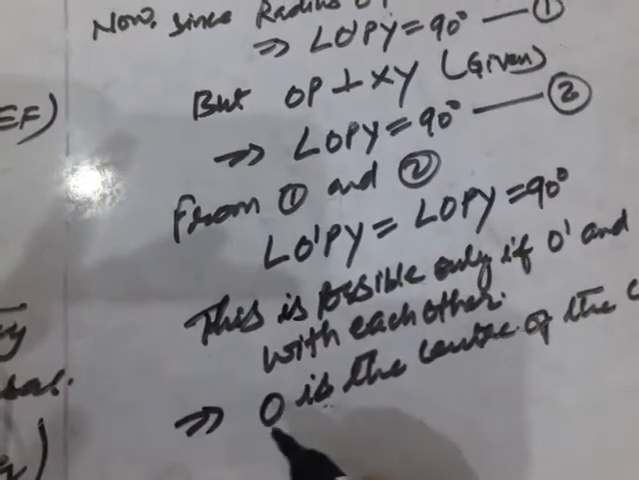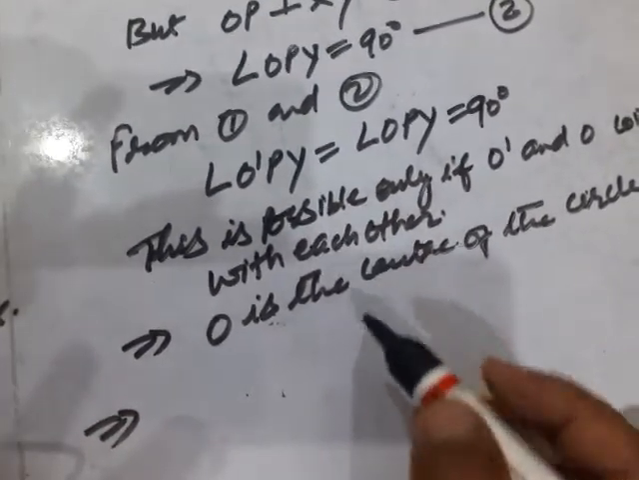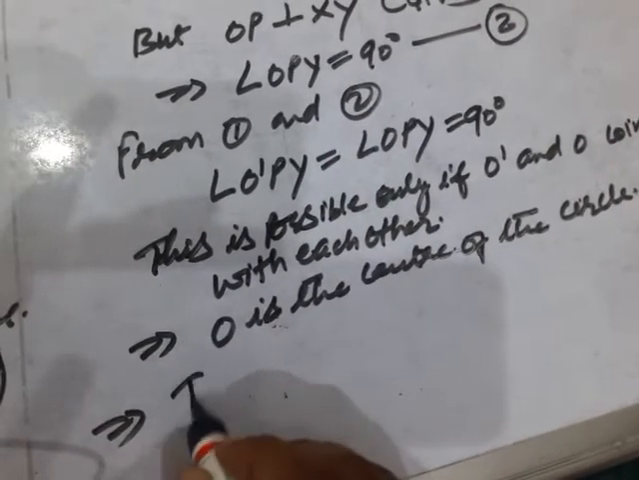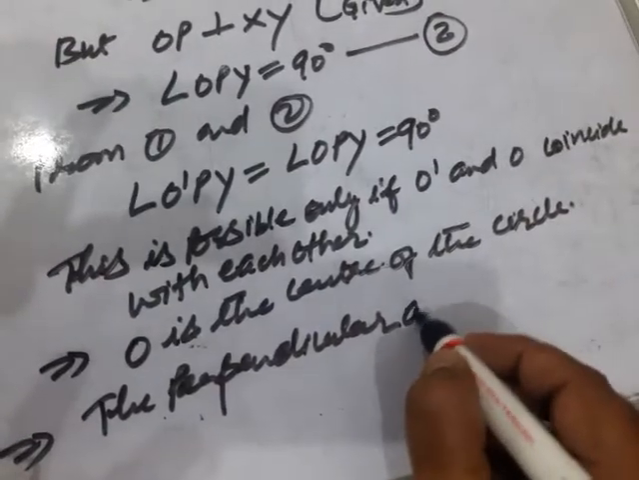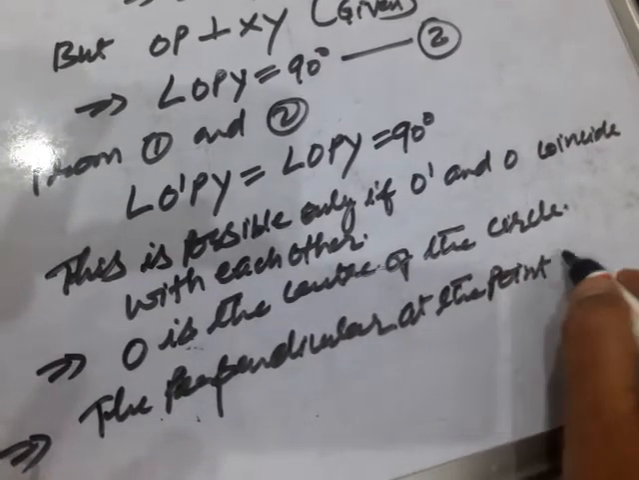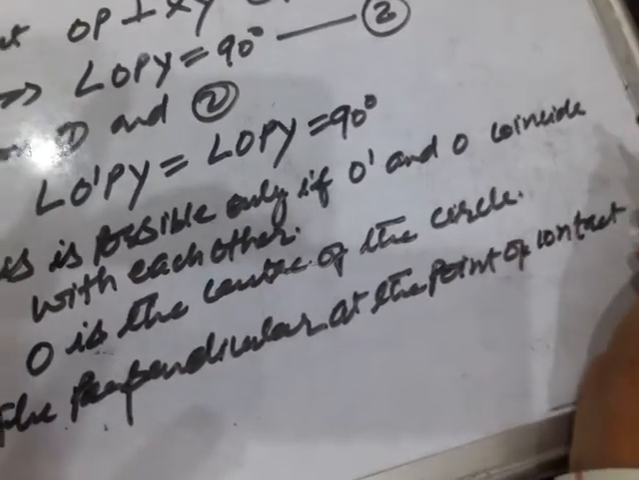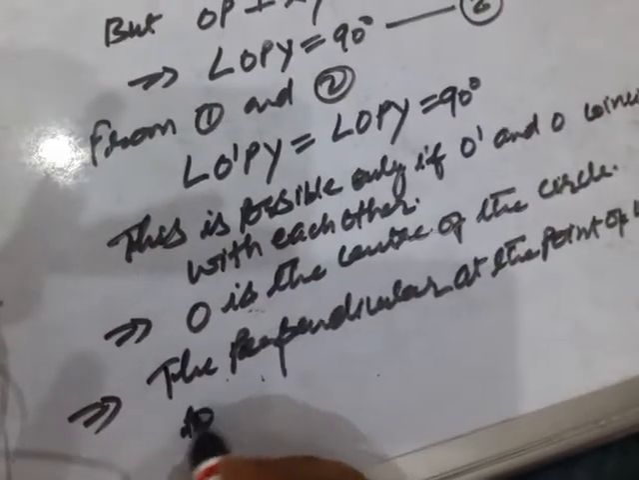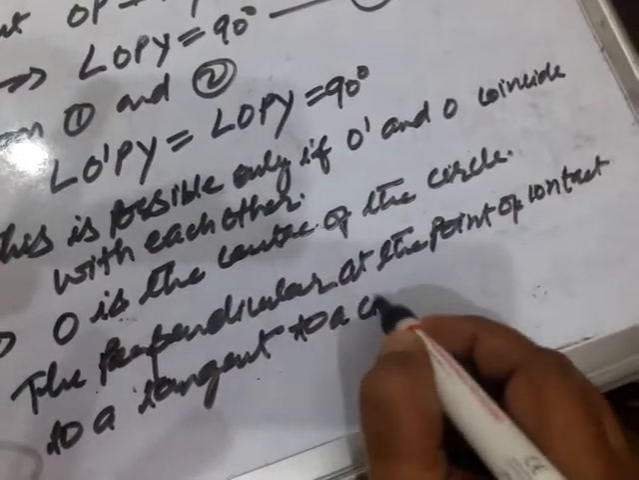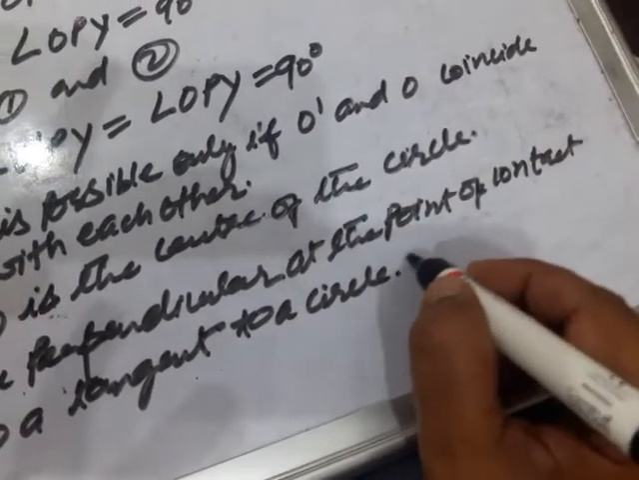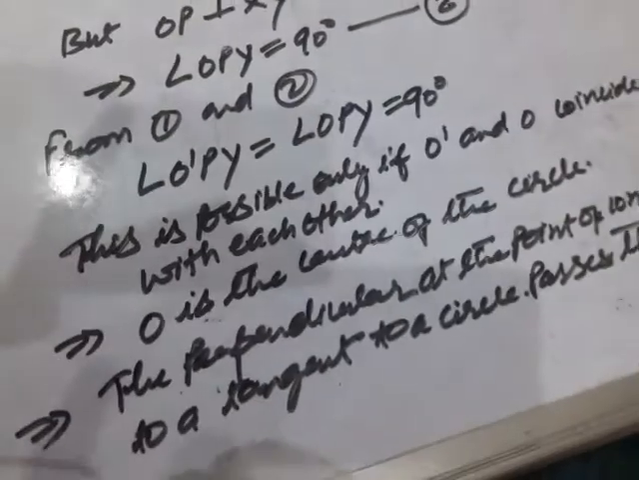Okay children, this implies that what we have proved, that what was the statement of the question, that the perpendicular at the point of contact to a tangent to a circle passes through the center.